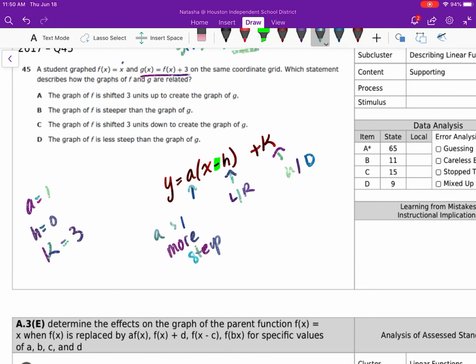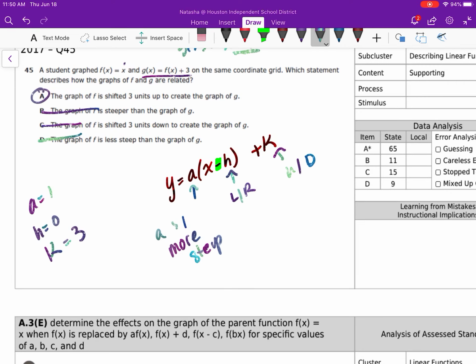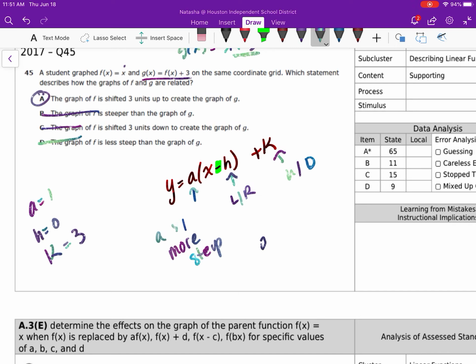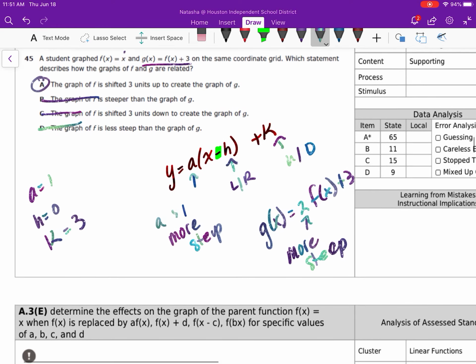So answer choice A says the graph of f is shifted up 3 units to create the graph of g. Yes. The graph of f is steeper? No. The graph of f is shifted down? No, we shifted up, not down. The graph of f is less steep? Nope, we have not made it more steep or less steep. Now if it had been, let's say, g(x) = 2f(x) + 3, then this would be more steep, and we would shift it up 3 units.